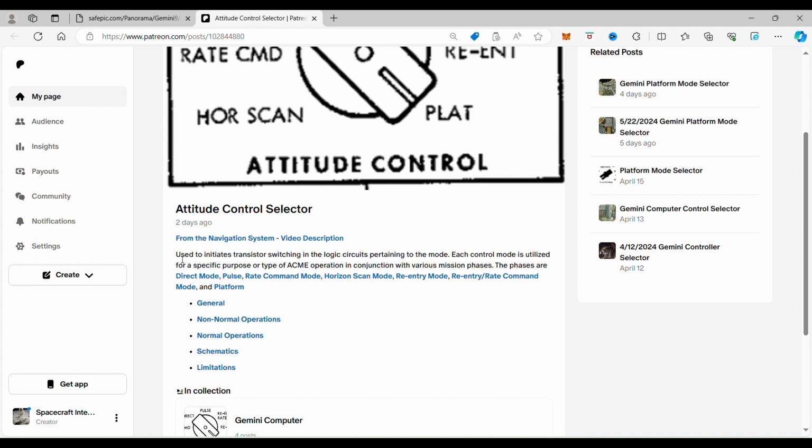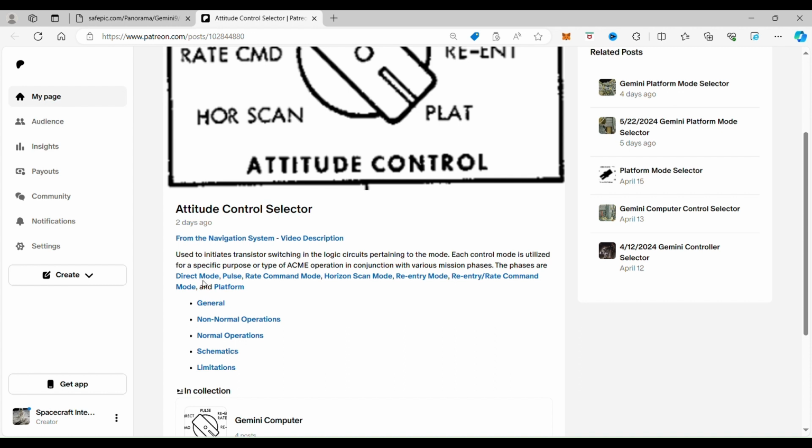So if we look here, we see that the attitude control selectors are used to initiate transistor switching in the logic circuits pertaining to each mode. And each mode is utilized for a specific portion of the ACME operations in conjunction with various mission phases. Okay, and these are the mission phases that you're going to go on.